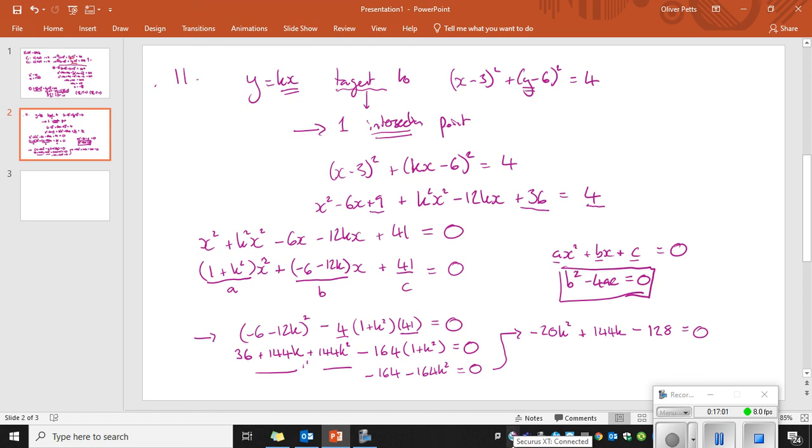So as I say, at that point, just be very careful. Obviously, we've got negatives in front of the k squared term and a negative at the end. But it's a quadratic, and we should know how to solve quadratics from there. Okay, and that's how we go about question 11.